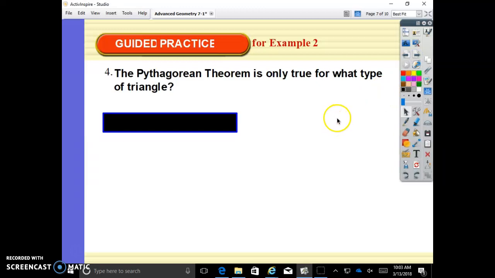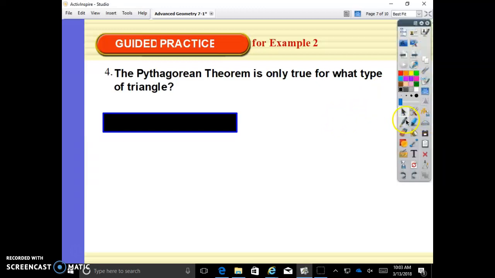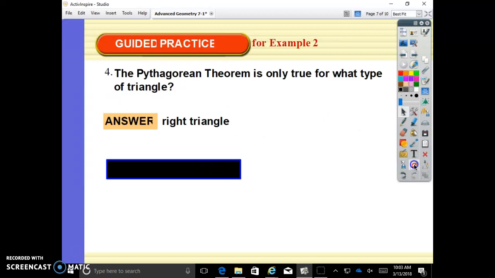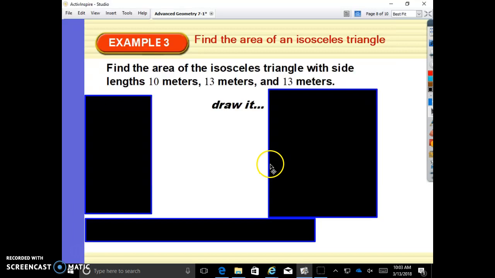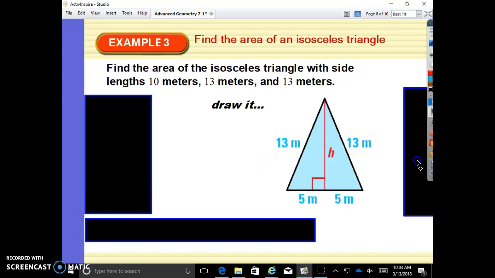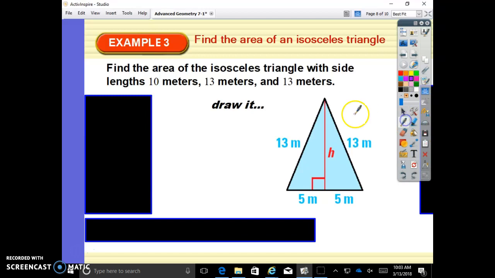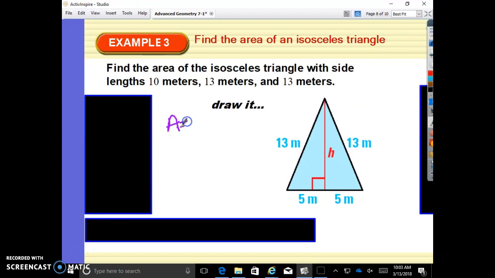The Pythagorean theorem is only true for what type of triangle? A right triangle. Find the area of an isosceles triangle with side lengths of 10, 13, and 13. So first we're going to draw it. What is the area of a triangle? 1/2 base times height. 1/2 our base of 10 times our height. We need to know what our height is. The base is 10, the height is here. The height is always perpendicular to our base.